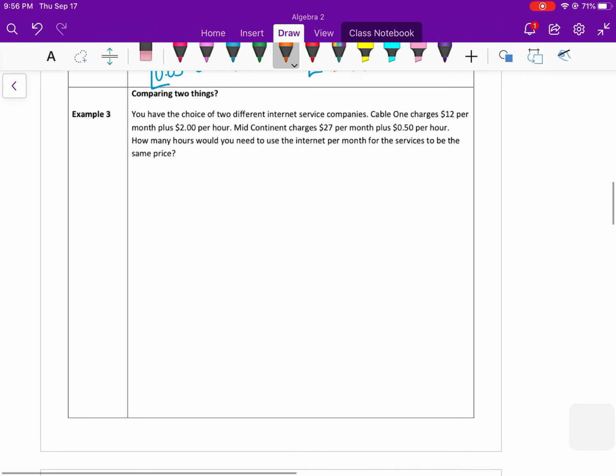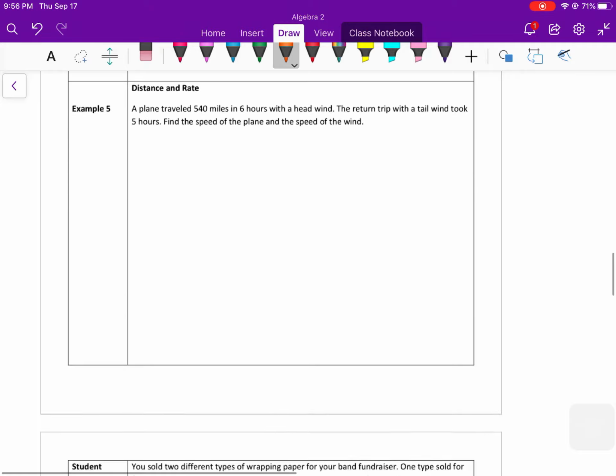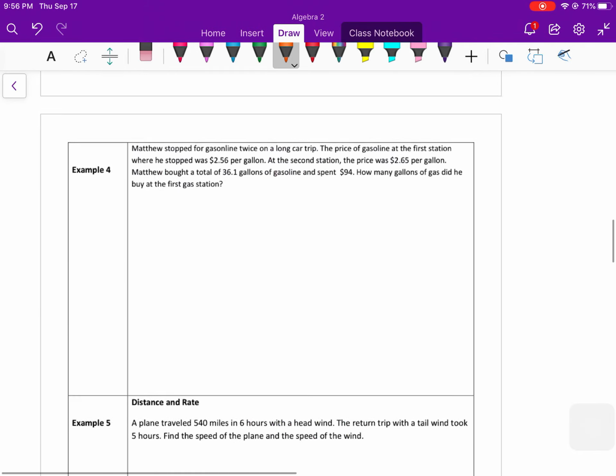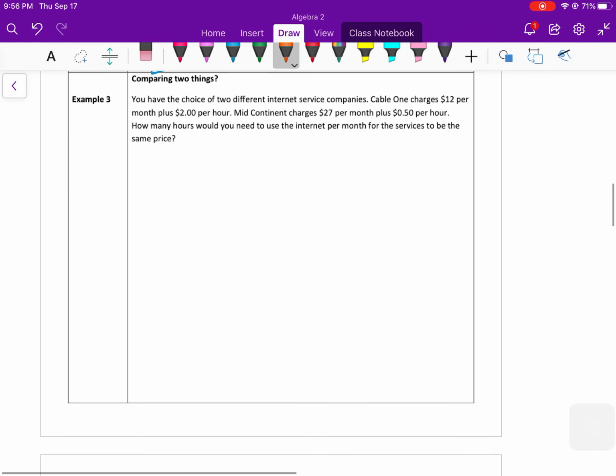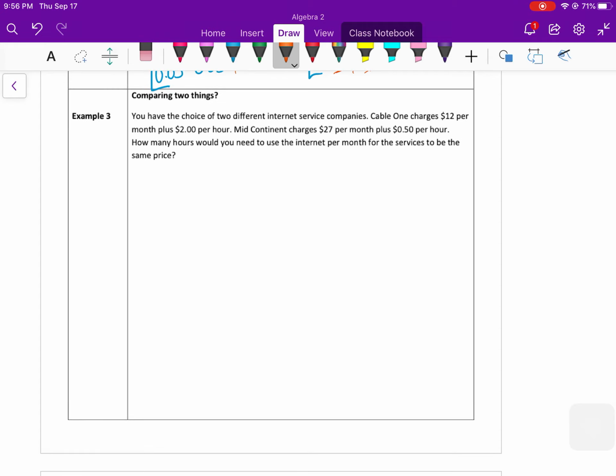So for the sake of time, I'm probably not going to solve all of these with the calculator, but I'm going to set them up anyway and get it ready to go. So this is comparing two things. So here you have a choice of two different internet service companies. Cable one is $12 per month plus $2 per hour. Mid-Continent charges $27 per month plus 50 cents per hour. How many hours would you need to use the internet per month before the two services are the same price?